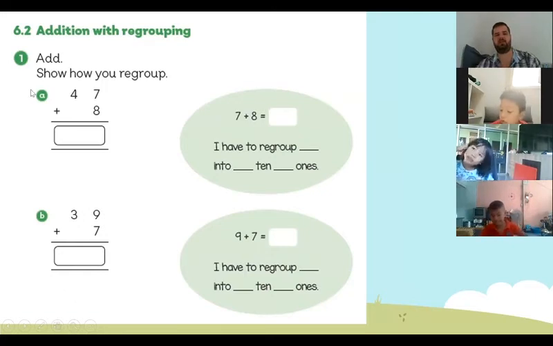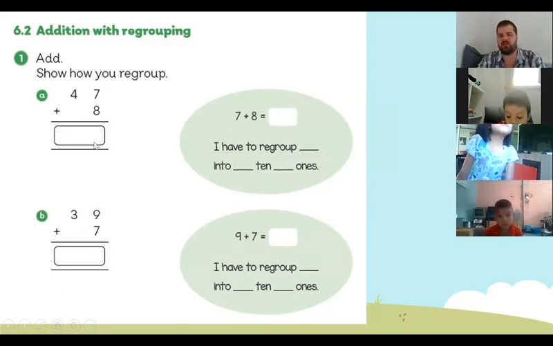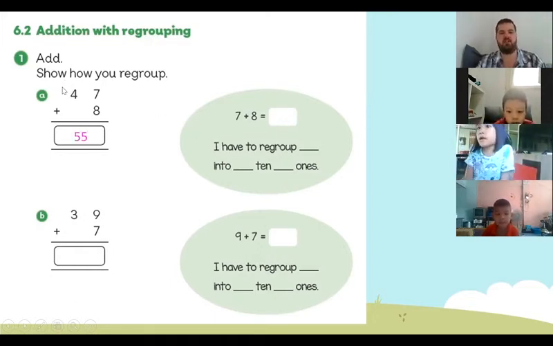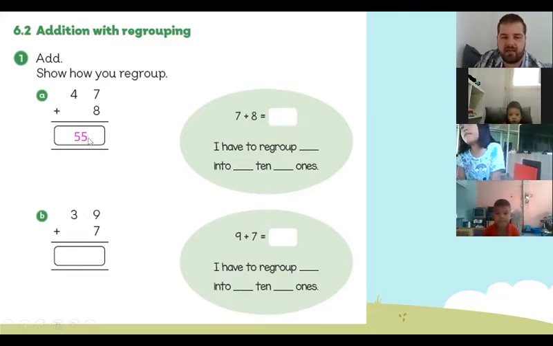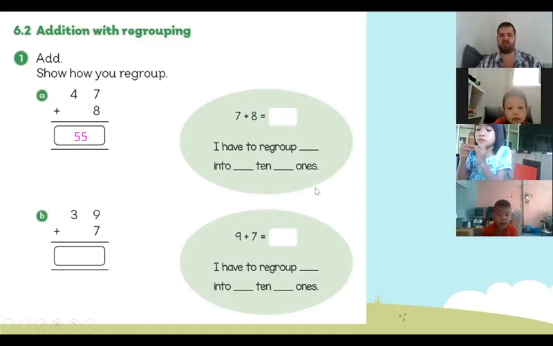Okay. Let's get started. A, we have 47 plus 8. So first, the first thing, 7 plus 8 equals 15. Very good. So we have our 15. We put our 5 at the bottom and we carry our 10. So 1 + 4 = 5, which gives 55.